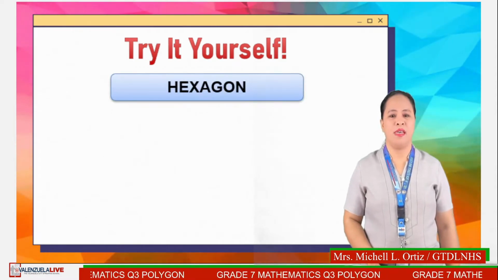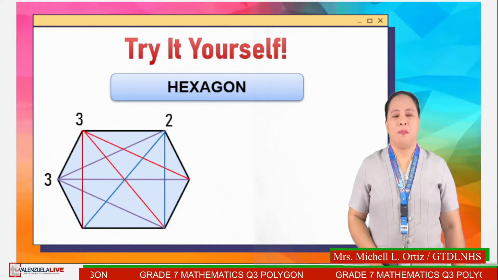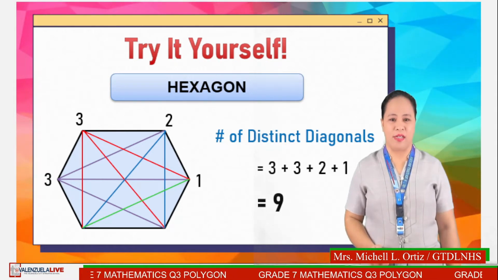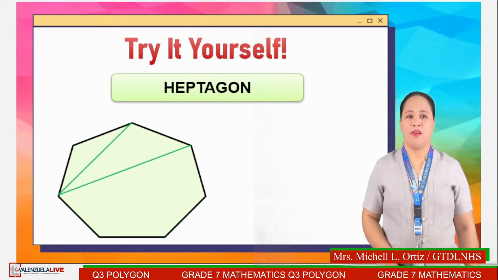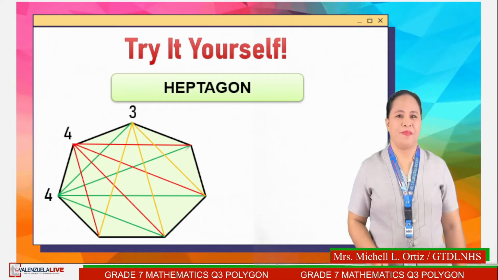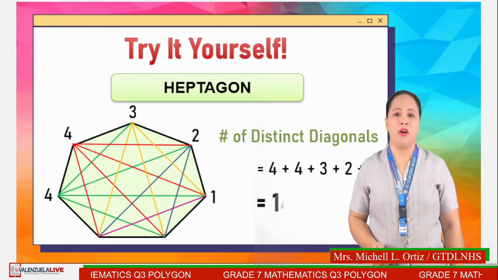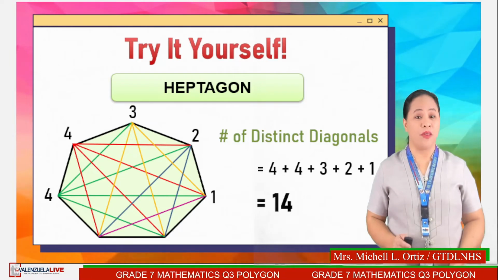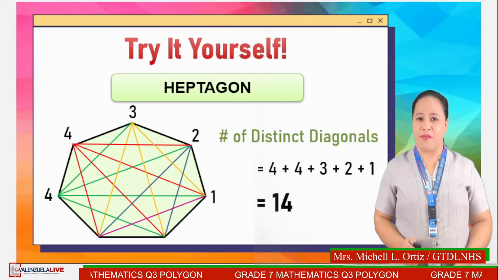In a hexagon, it has 3 plus 3 plus 2 plus 1. A hexagon has a total of 9 diagonals. In a heptagon, it has 4 plus 4 plus 3 plus 2 plus 1. A heptagon has a total of 14 diagonals. But what if I ask you how many diagonals there are in a convex 50-gon or in a 100-sided convex polygon? Can you easily identify the number of diagonals?